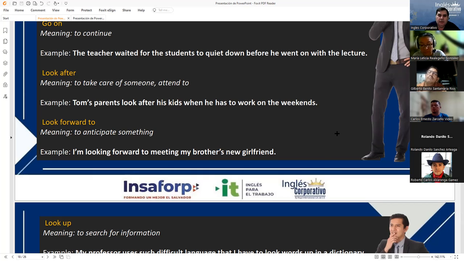What's the meaning? Tom is single. He doesn't have a wife. So his parents take care of the children when he has to work.